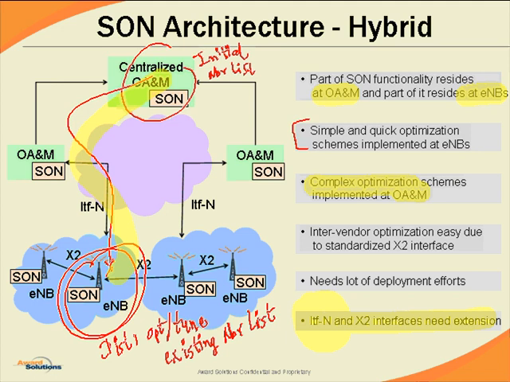Because you may not need to do global optimization all the time. Maybe the local optimization is giving you most of the benefits. If you do global, maybe you will get some additional advantage, but it may not be significant to justify setting up of X2 between two E-node Bs that belong to two different MME groups. Thank you. Very good question.